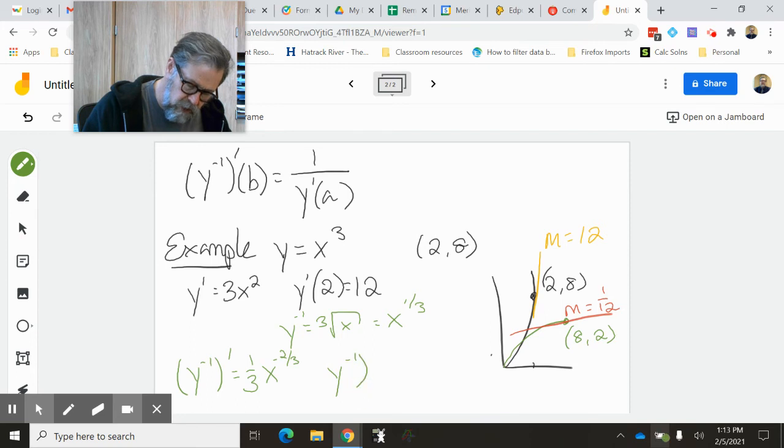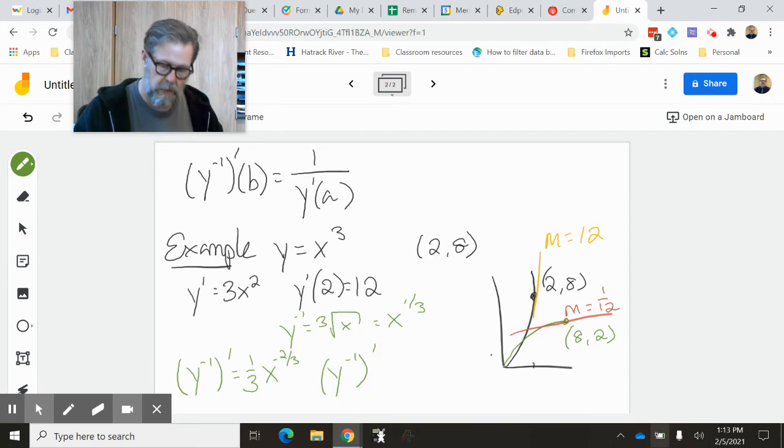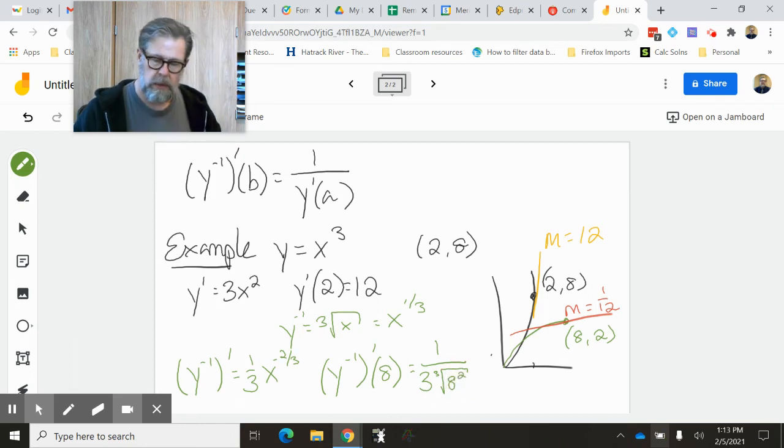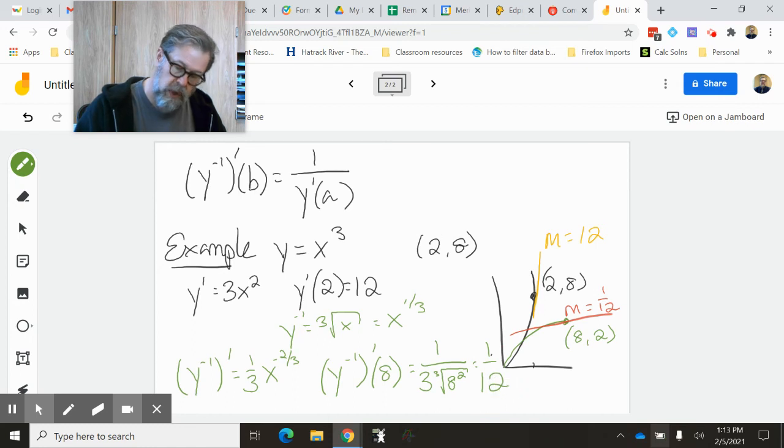Y inverse prime, or the derivative, at 8 equals 1/3 times the cube root of 8 squared. 8 squared is 64. The cube root of 64 is 4. I get 3 times 4, which is 1/12.